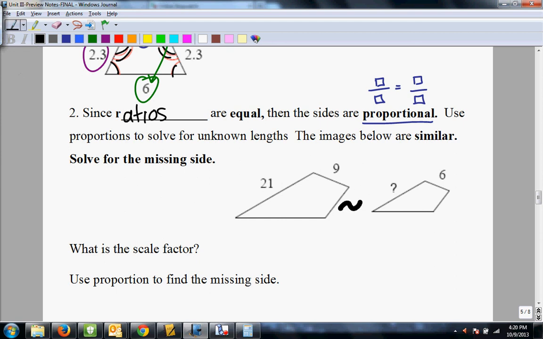First off, we're going to find our scale factor. So we find any 2 sides that are in the same position that have nothing but numbers. And that's going to be 9 and 6. So I'm going to go 9 and 6. Now to get my scale factor, you reduce as far as you can. We're going to divide both of them by 3. 9 divided by 3 is 3. 6 divided by 3 is 2. So we would say 3 to 2 is the scale factor.